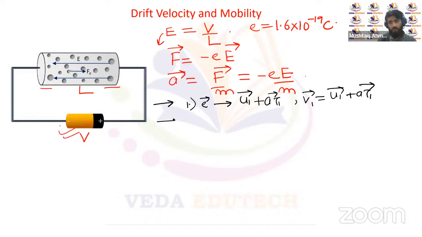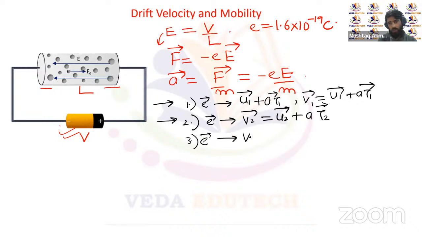Similarly, for the second electron, we will have the final velocity v2, and let's suppose its initial velocity was u2 and its acceleration is again a. Let's call the time for this electron tau 2. Similarly, for another electron, v3 will be equal to u3 plus a tau 3, right?